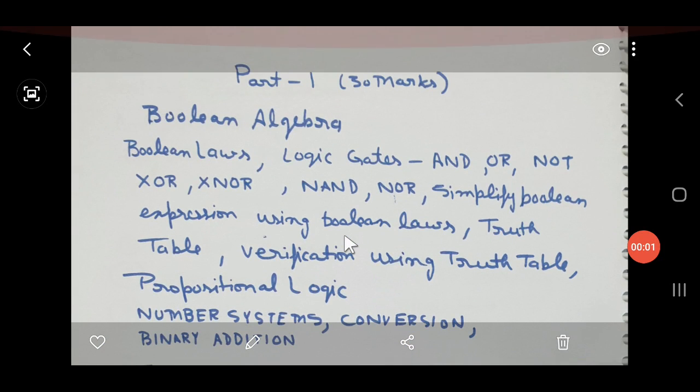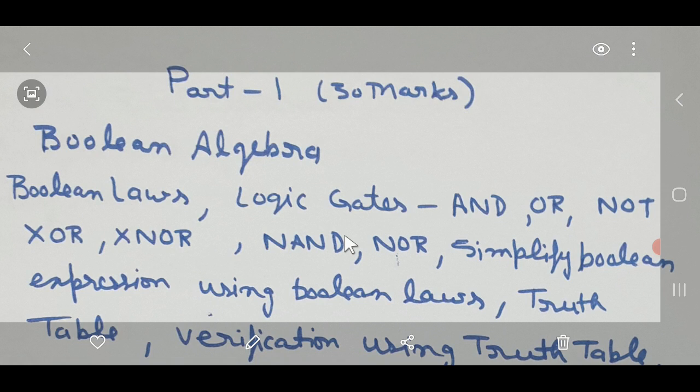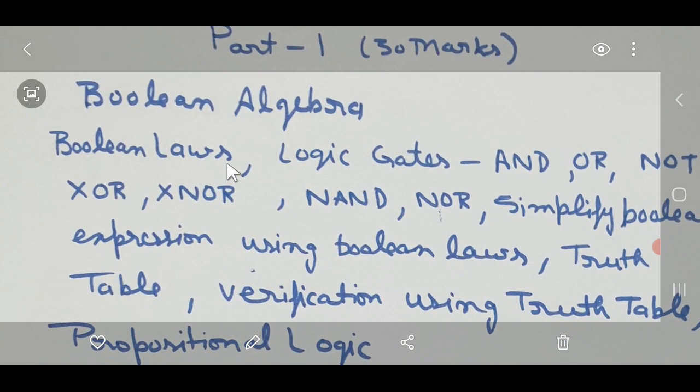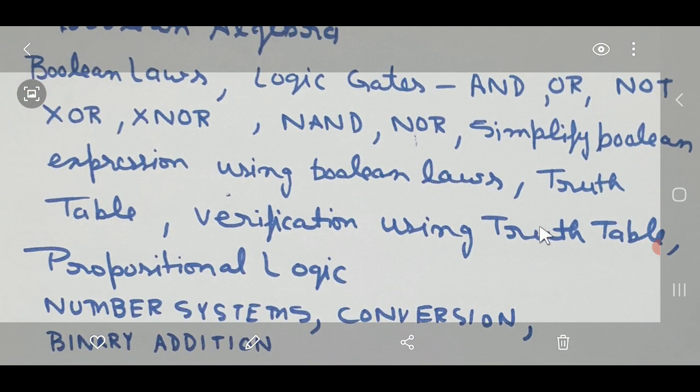Hello students, in this video I'm going to discuss how to go about the question paper. Part 1 is of 30 marks, where you'll have the Boolean algebra questions. You have to prepare Boolean laws, all the logic gates: AND, OR, NOT, XOR, XNOR, NAND, NOR, right? Simplifying Boolean expressions using Boolean laws, and verification using truth tables. All these things are pretty simple, and within a few minutes you can prepare it all.